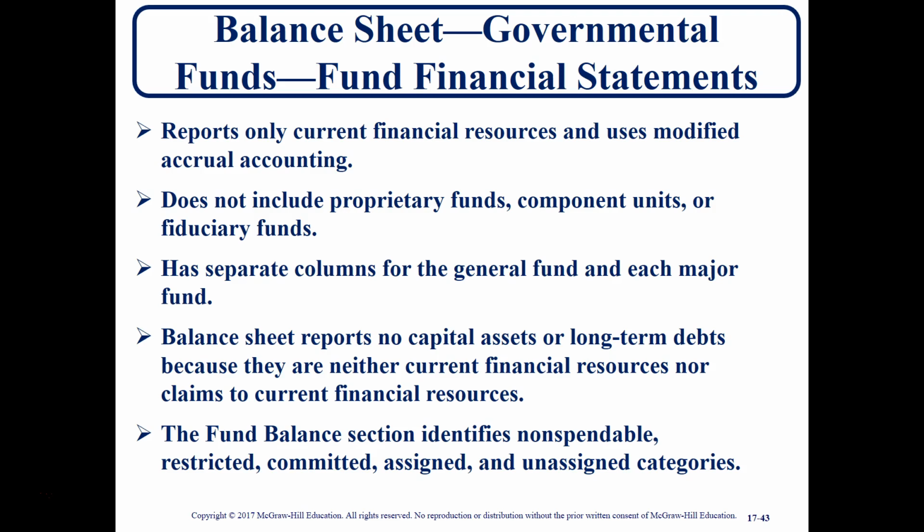In the fund financial statements, there's a balance sheet which is done by each government fund. It uses modified accrual, and does not include proprietary funds, component units, or fiduciary units. It has separate columns for the general fund and each major fund. Now, the balance sheet in the general fund does not report capital assets or long-term debts. Remember, they don't do that. And their fund balance section identifies nonspendable, restricted, committed, assigned, and unassigned categories.